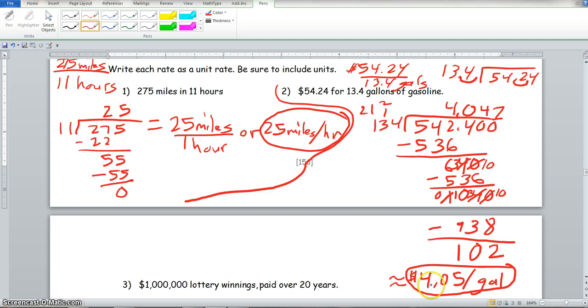Now, if you notice, I did not write this in this form here. That is because more times than not, you will see answers like this. You very rarely see answers written like this. So I want you to practice writing your answers in this form here.